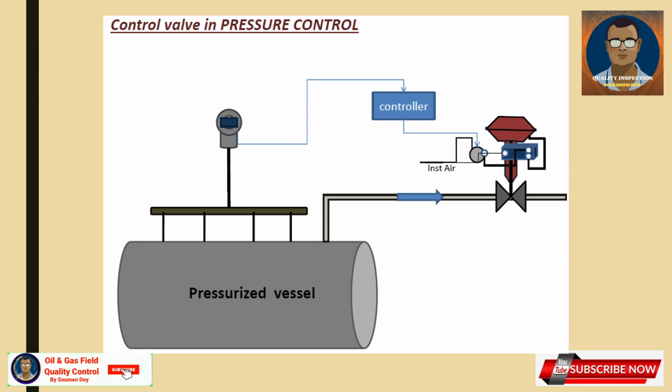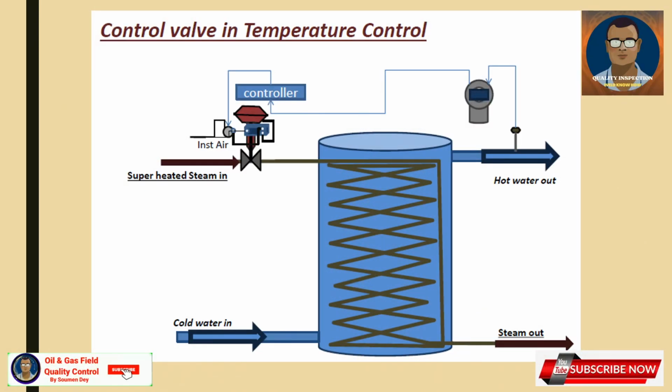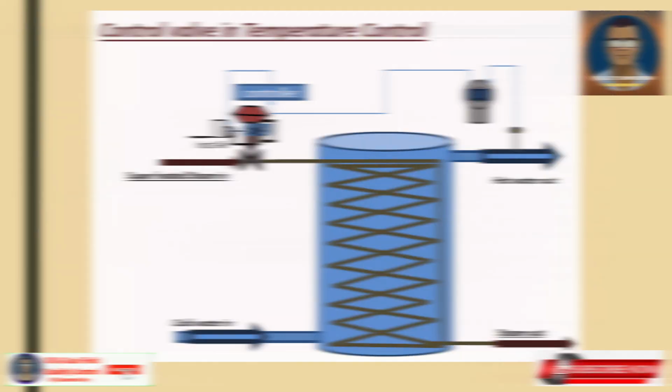Each and every control valve consists of some displays, some controller, and instrument air is also being used to help the control valve for the purpose intended. Here you can see a control valve controlling the temperature of superheated steam, where the input is the superheated steam and the outcome is hot water.